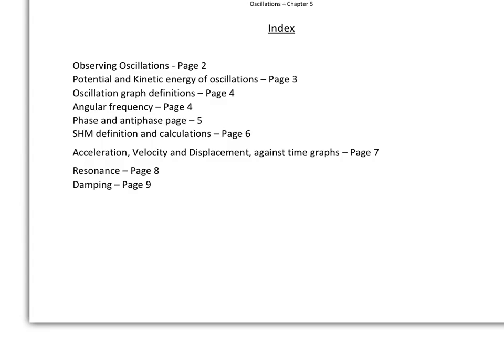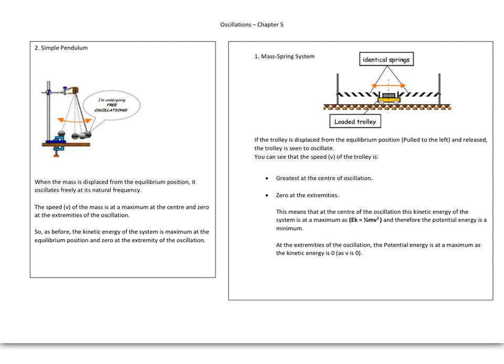SHM, simple harmonic motion. Oscillations can be forced and free. A free oscillation is where it oscillates at its natural frequency. These oscillations are a maximum at the centre and zero at the extremities because the kinetic energy is maximum at the equilibrium position, but is zero at the extremity of this oscillation.